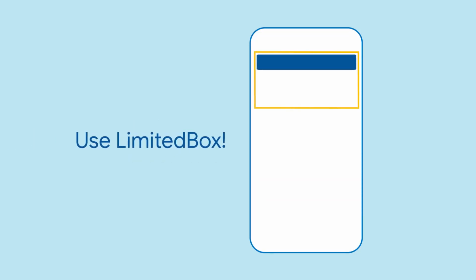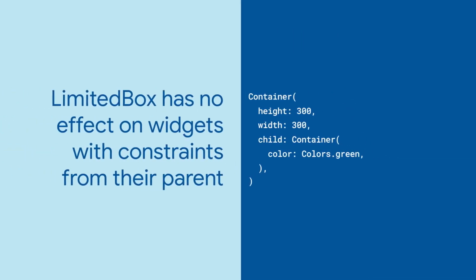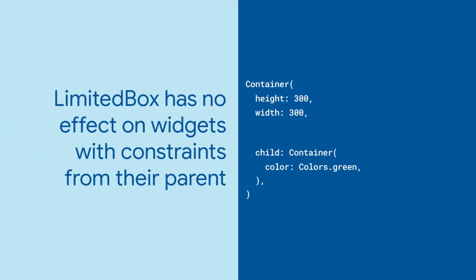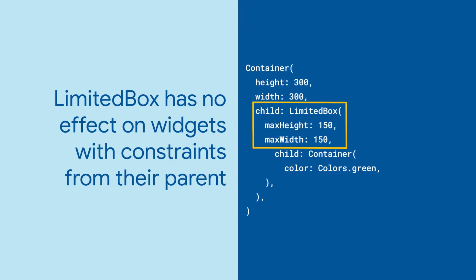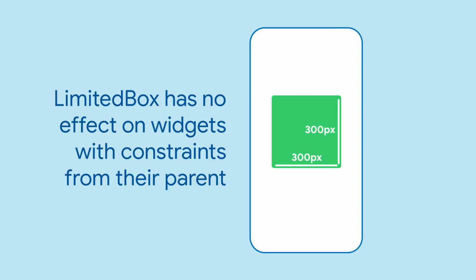Enter the LimitedBox widget. LimitedBox gives its child a default size only when LimitedBox's parent is unbounded. When a widget's parents constrain its size, LimitedBox has no effect. For example, the outer container has set constraints for its child, so wrapping it in a LimitedBox does nothing.